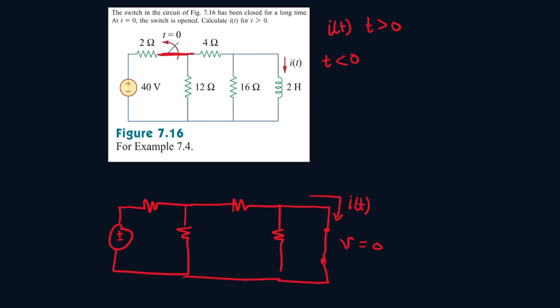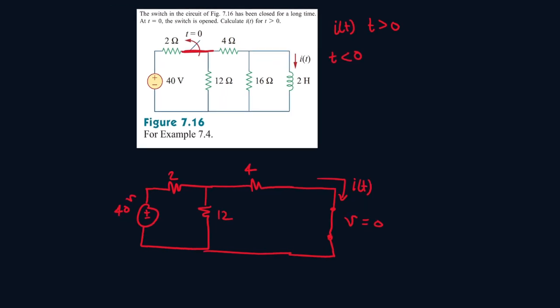Now that means all the current will go in this direction and never go through this resistor, because there are no resistors in this wire, so they're all going to skip this wire, so we can ignore it. Now we have 2 ohms here, 12 ohms here, 4 ohms here, and then 40 volts here. So let's try and solve for the current passing here.